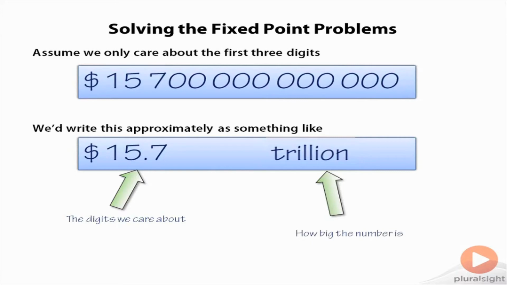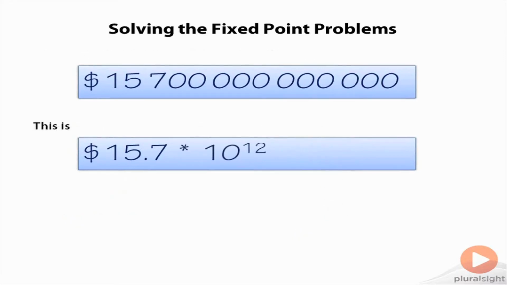Now recall from the integers module that the number of zeros is just the power of 10. A trillion is a million million, it means 12 zeros, so it's 10 to the 12. So we can write the GDP of America as 15.7 times 10 to the 12.